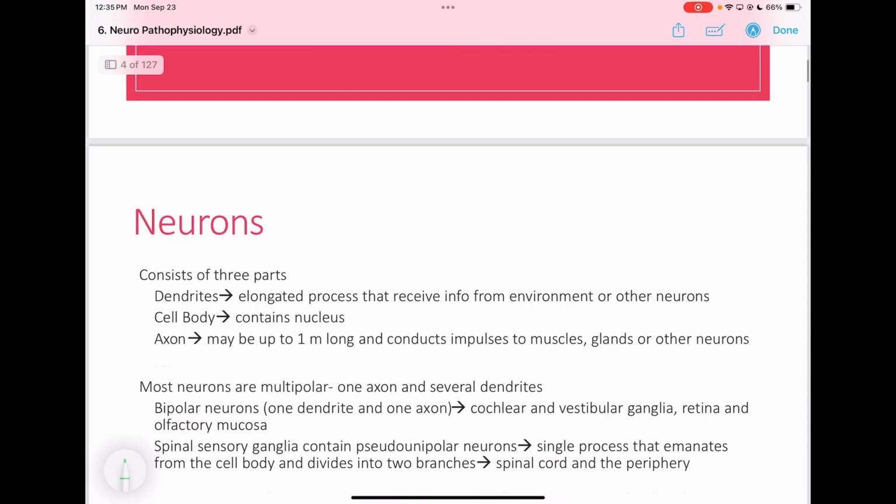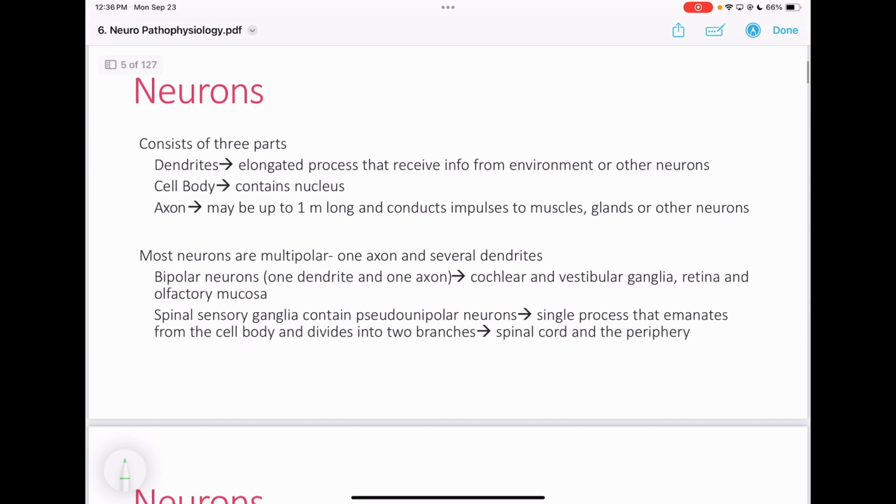So normal structure and function of our nervous system. Remember, we have our neurons, the dendrite that receive information, the cell body, which has the nucleus, and we have the axon, and that is the length of the entire neuron. And that's what transmits the impulses or receives them back to the brain. But usually, remember, axonal transport is unidirectional for the most part.